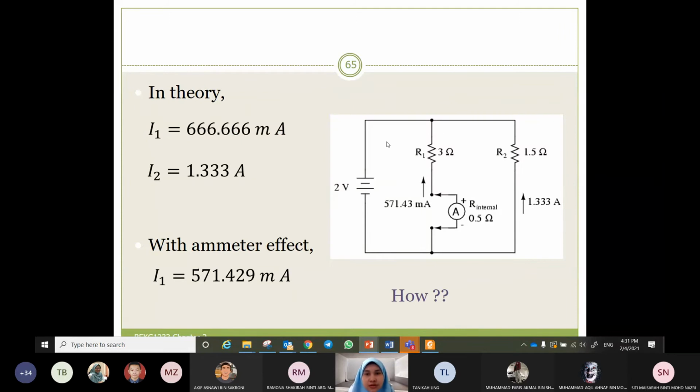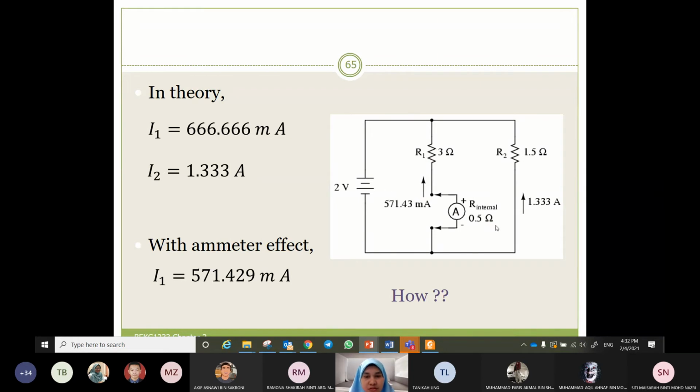So this is an example. We want to measure the current flowing through this path, through R1. We put the ammeter in series with R1 like this. So in theory, I1, this is without the ammeter, I1 is equal to, how do we get this? 666.666 milli. How do we get this?